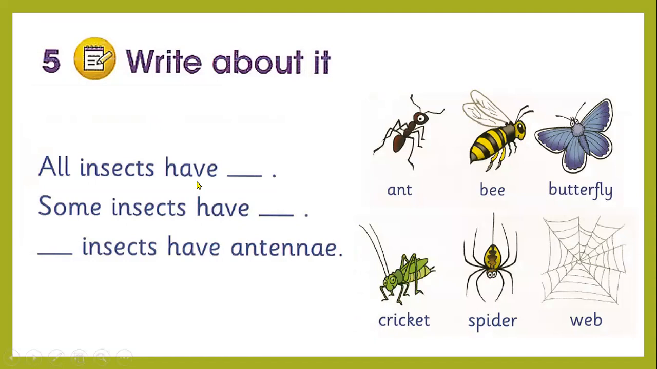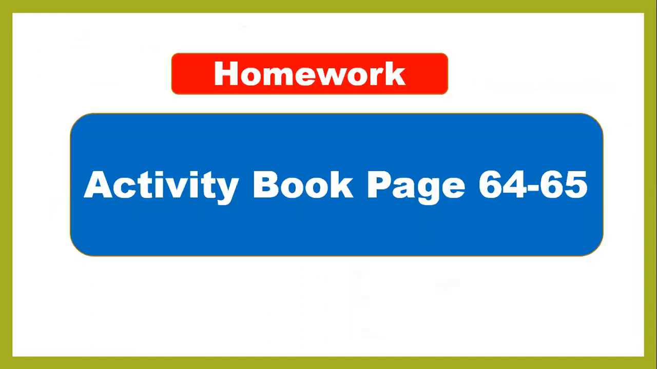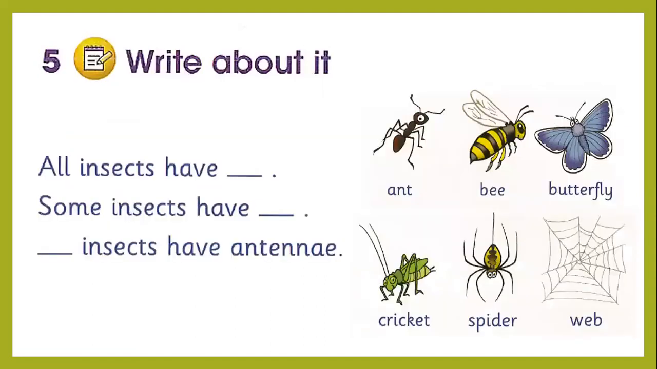All insects have antennae or wings or legs. So some insects have wings, some don't, and some insects have antennae. Okay, I will send the answer keys for this exercise. You have to listen to track 55 again and try to finish this exercise. And then I will send the answer keys.